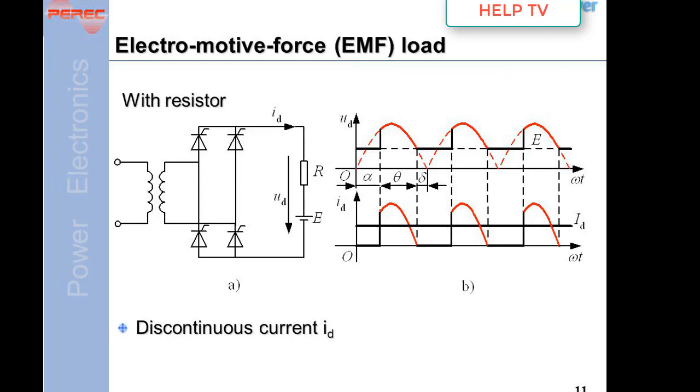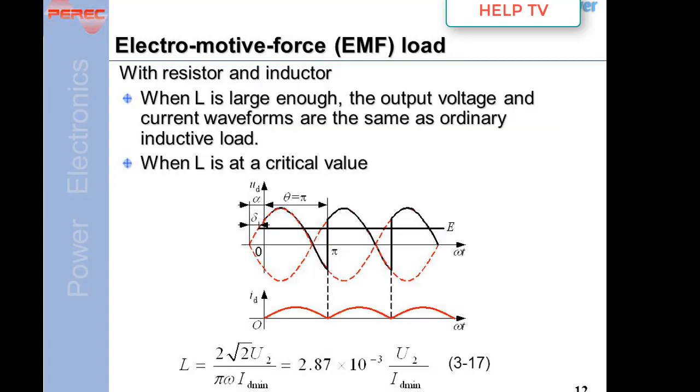Electromotive force, EMF, load with resistor. Discontinuous current i_d. EMF load with resistor and inductor. When L is large enough, the output voltage and current waveforms are the same as an ordinary inductive load. When L is at a critical value. Equation 3-17.